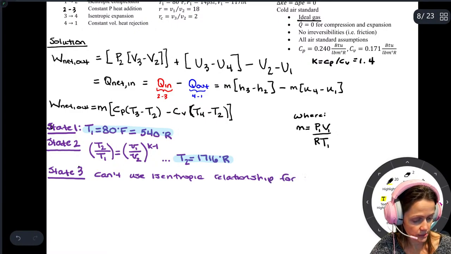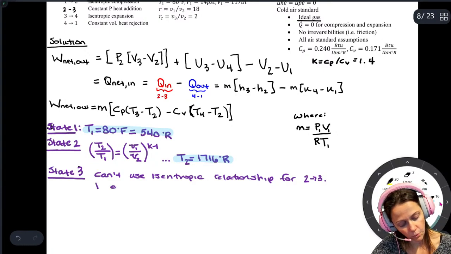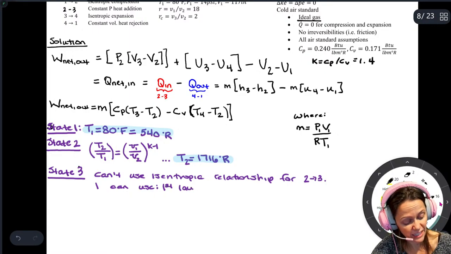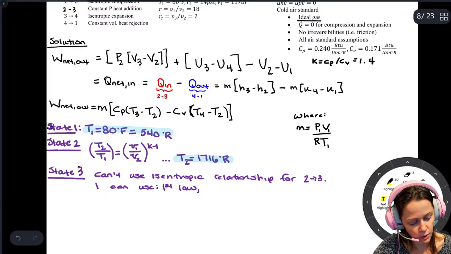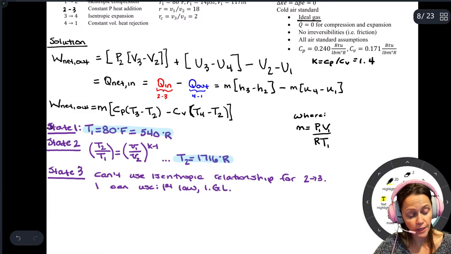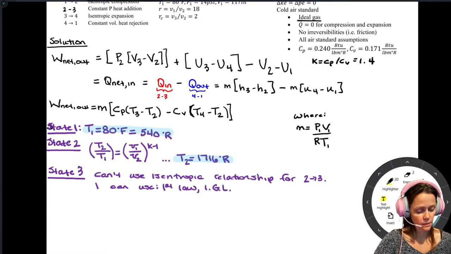The process of 2 to 3. What can I use? I can always use my first law. But once again, I don't know what the Qn is for that process, so it's not really that helpful. But I can also use my ideal gas law. And so that's the one that I'm actually going to focus on.